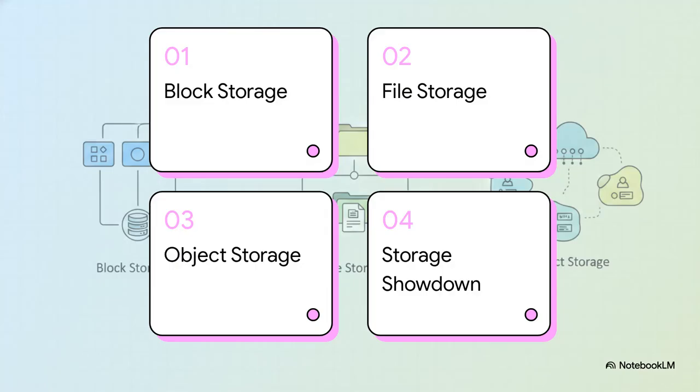So here's our roadmap for today. First, block storage and its raw capacity. Second, file storage for shared access. Third, object storage and its infinite scale. And finally, number 4, the ultimate storage showdown.